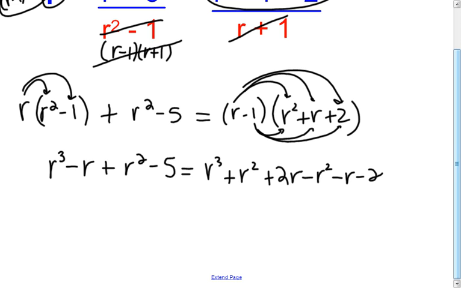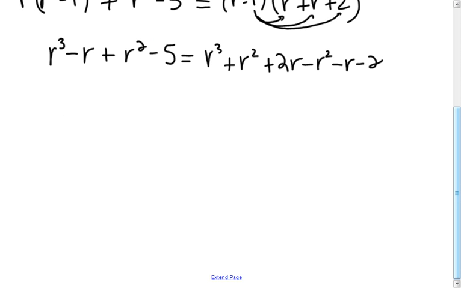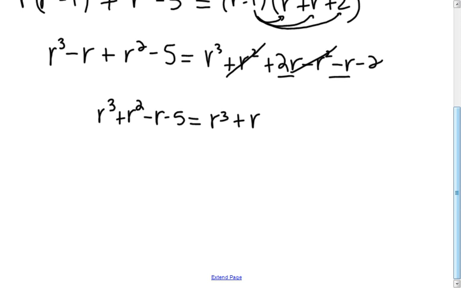Okay, and I'm going to kind of combine my like terms and move some things around here. So, on the left, I will have r cubed plus r squared minus r minus 5. On the right, I have r cubed. These two will cancel each other. And then 2r minus r is 1r. And then, of course, the minus 2. Okay? So I can first of all get rid of these r cubes.